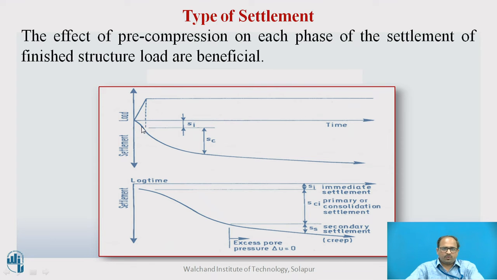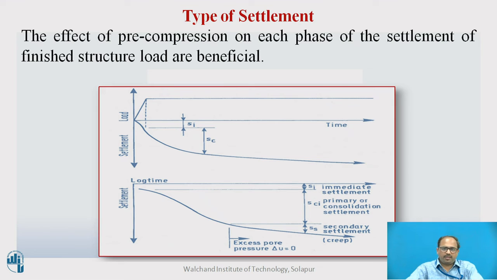Then the loading condition goes on increasing, 10 kilonewton to 20 kilonewton, 20 kilonewton to 30 kilonewton. So your load is increasing with time, and your settlement goes on increasing. In the first step, you can observe in this second graph, log time versus settlement, that immediate settlement occurs. Then in the second step, if you increase the loading condition, primary consolidation settlement occurs.